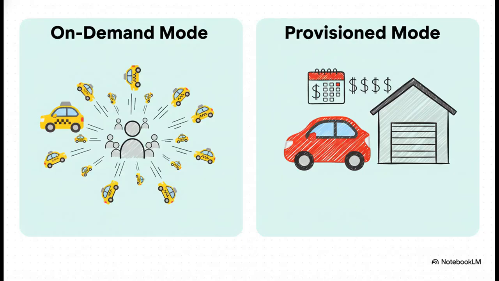To really get this, let's use a super simple analogy. Think of on-demand mode like calling a ride-sharing service. You only pay when you need a ride, right? And if you suddenly need a whole fleet of cars, boom, they're there. Provisioned mode, on the other hand, that's more like leasing a car. You pay a flat fee every month, and you know exactly how much car you've got for your daily drive.